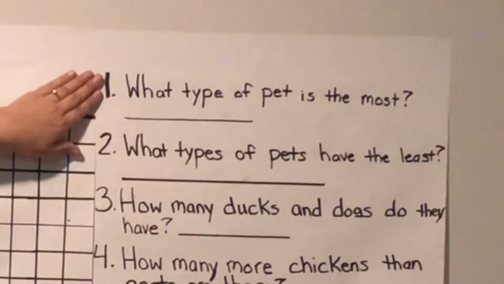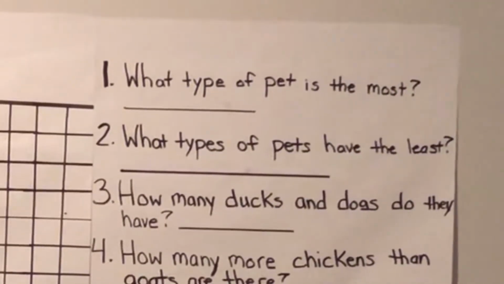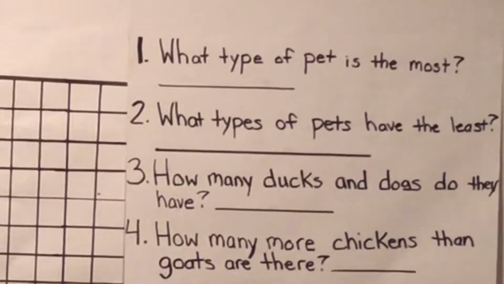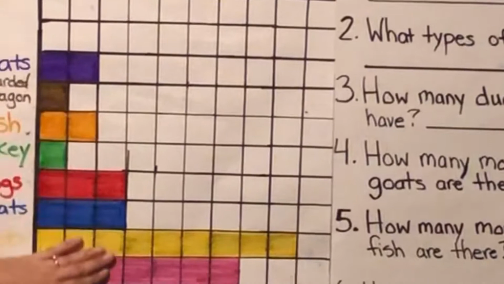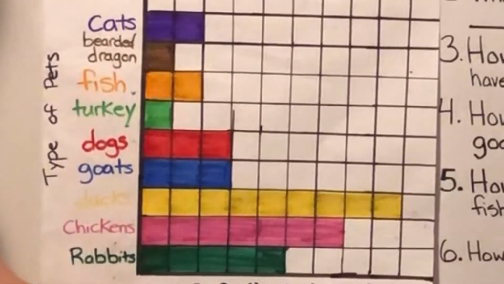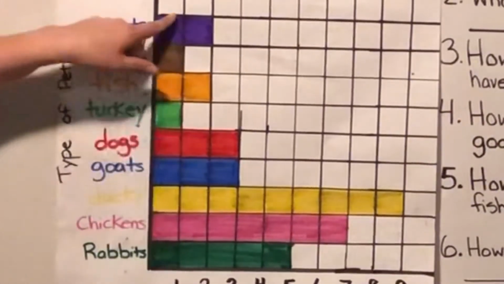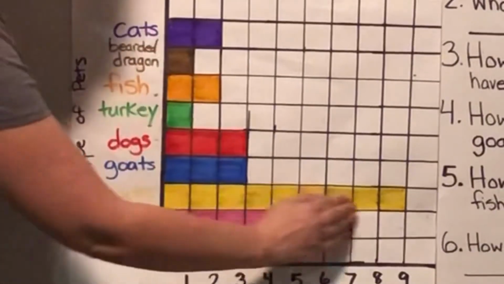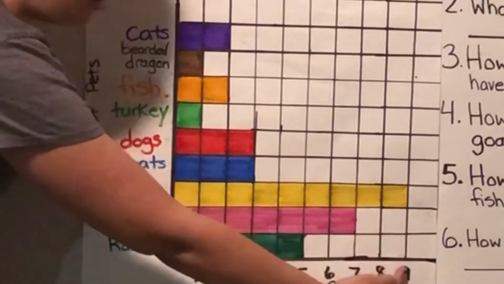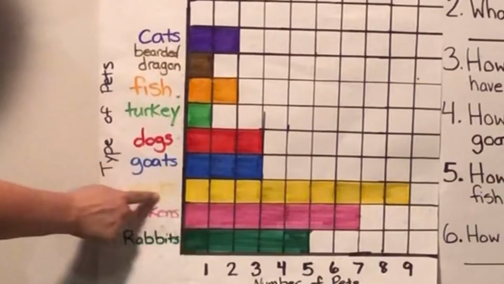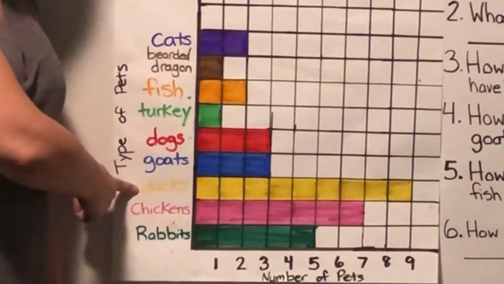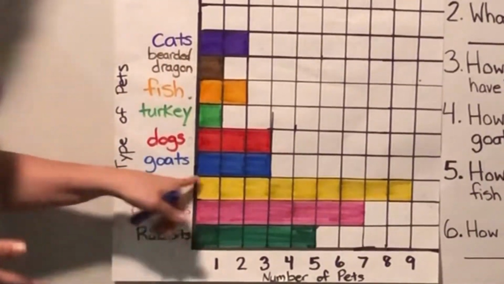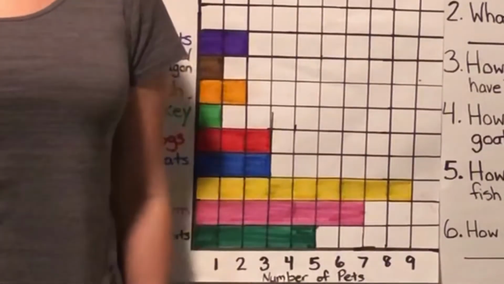Question number 1 says, what type of pet is the most? So which one of these is the most? You can see just by glancing that this one is the longest. It goes all the way to the 9. And if I followed that back, it would be ducks. So the answer to that question is ducks. They have the most ducks.